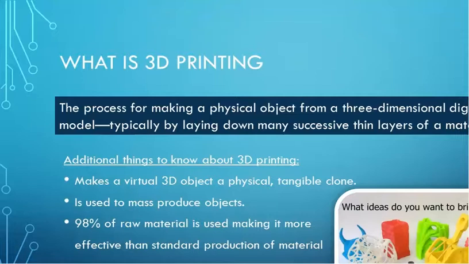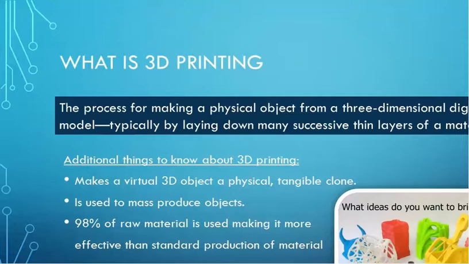So, what is 3D printing? I was saying the process. 3D printing is the process of making a physical object from a three-dimensional digital model, typically by laying down many successive thin layers of material. Like I was saying, this is a very technical definition.